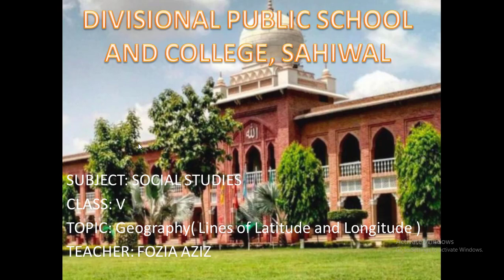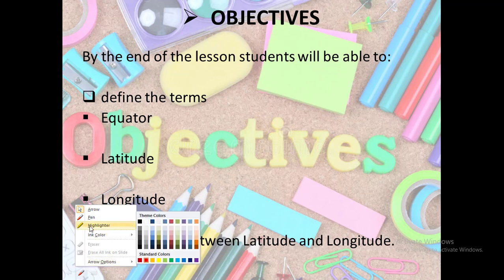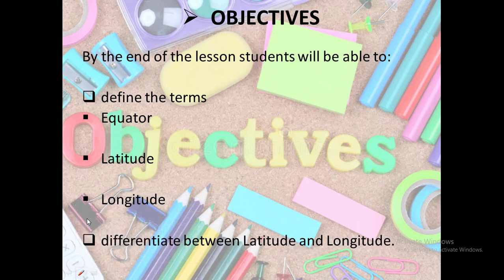Dear students, before starting our today's lesson, we will discuss objectives. By the end of the lesson, students will be able to define the terms equator, latitude, longitude, and to differentiate between latitude and longitude.